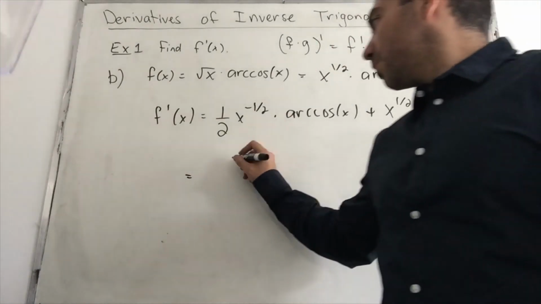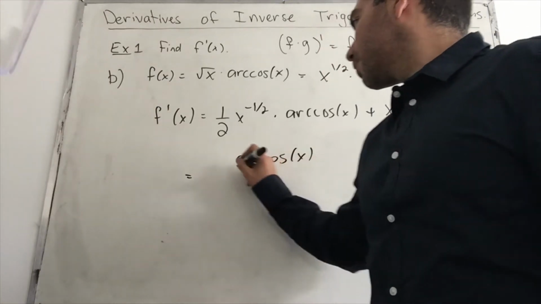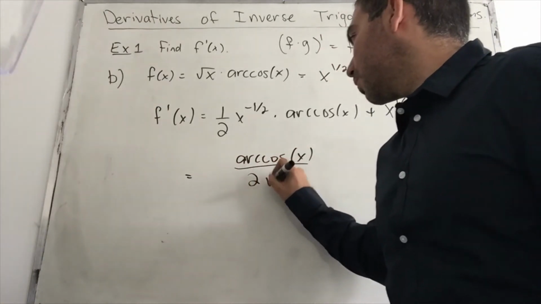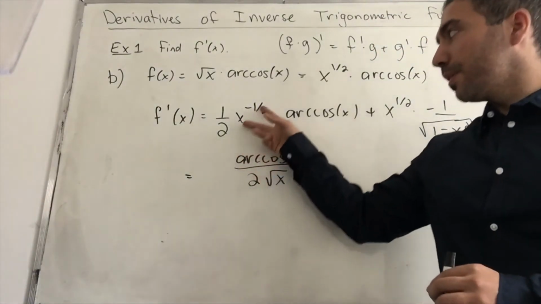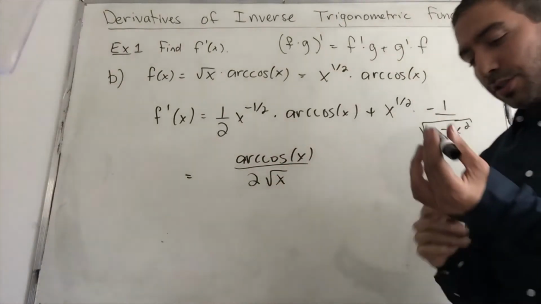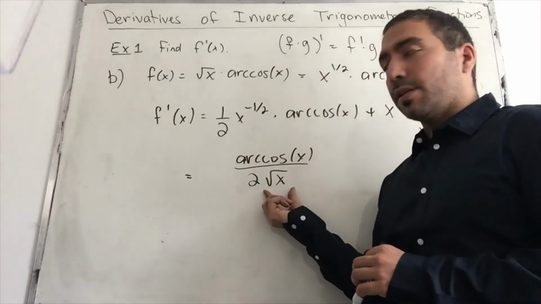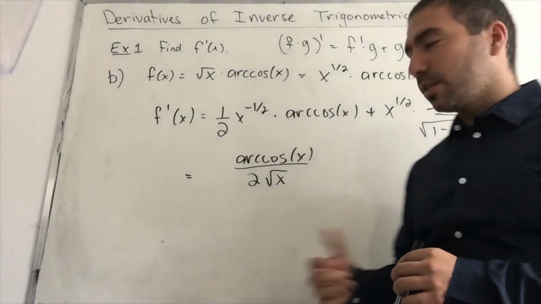This is equal to arccos of x over 2 square root of x. So the x here has a negative exponent, let's get rid of it. We drop it down here, and we have arccos on the top. If your teachers don't want to see square roots on the bottom, you're going to have to rationalize, so multiply the top and the bottom by square root of x.